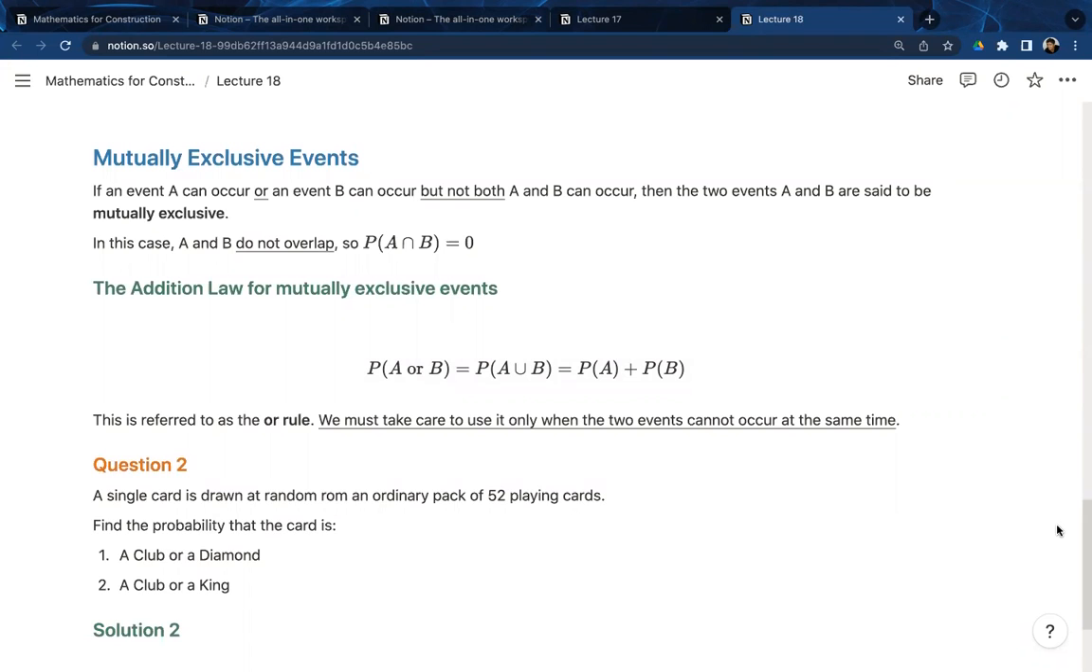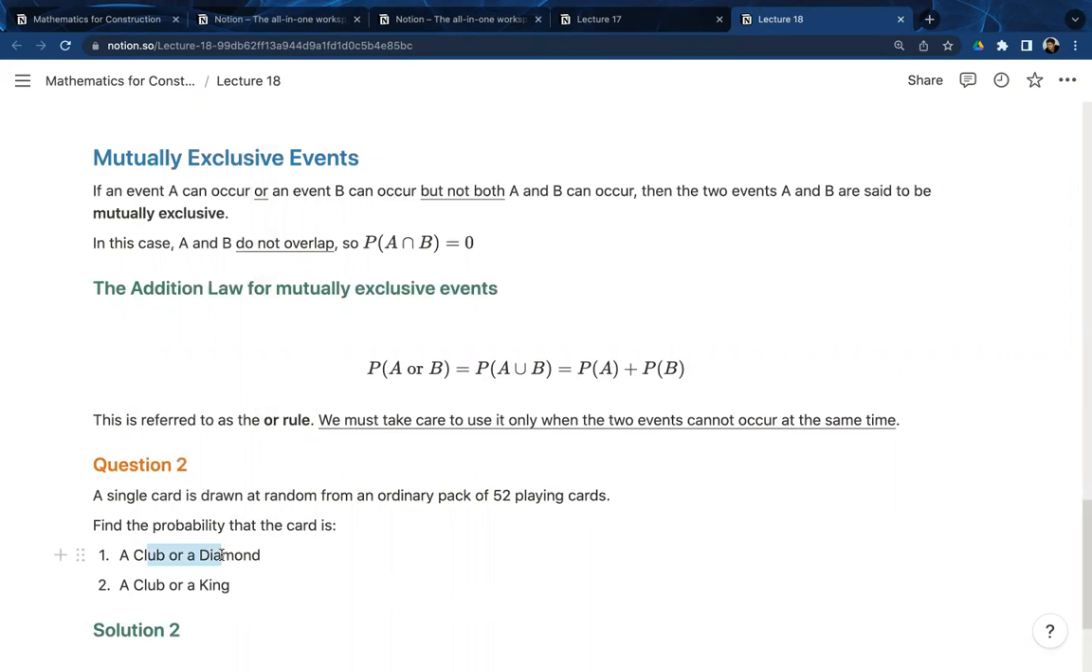So we have a single card drawn at random from an ordinary pack of 52 playing cards, right? 52 playing cards have 4 suits. Each suit has 13 cards: hearts, diamonds, clubs, and spades, right? They're asking for the probability that the card is a club or a diamond. And then what's the probability it is a club or a king? So you have to take your time and think about what these two events are.